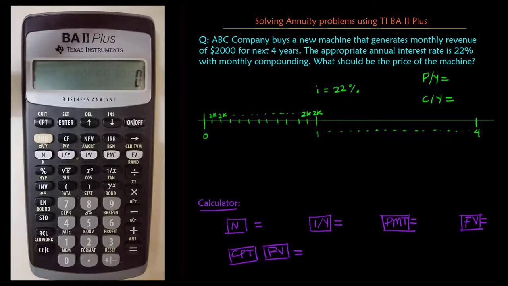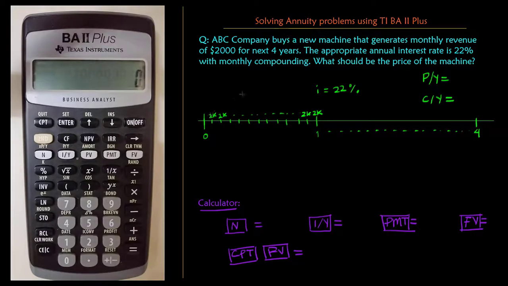Alright, in the second part of solving annuity problems using the BA II Plus financial calculator, we'll see how to solve problems that involve different compounding frequencies and also monthly payments. So let's see what you have here.